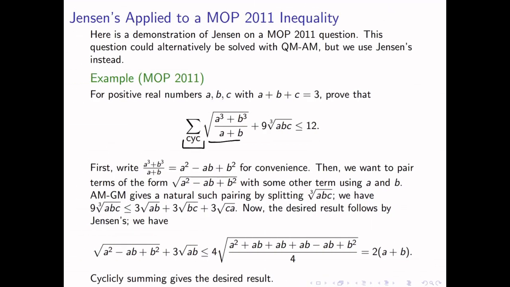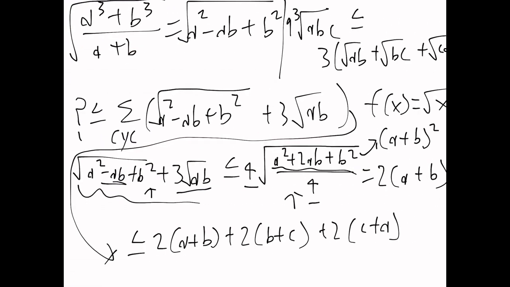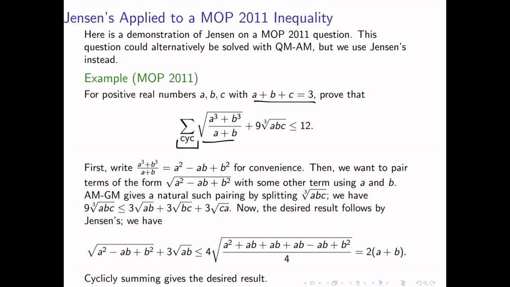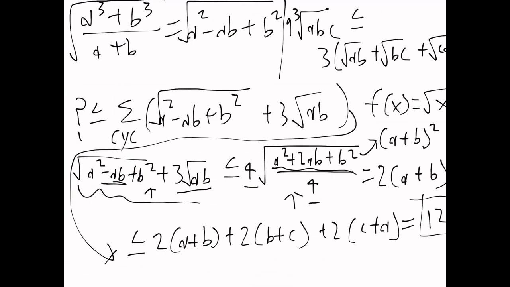And so this means that since we have this a plus b plus c is equal to 3 equality here, this is going to be equal to 12. So then we can manually check that this holds true throughout all of this. I'm not going to go over that. You can check that for yourself.